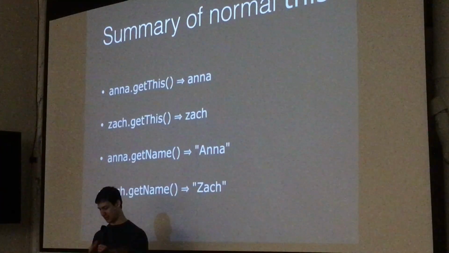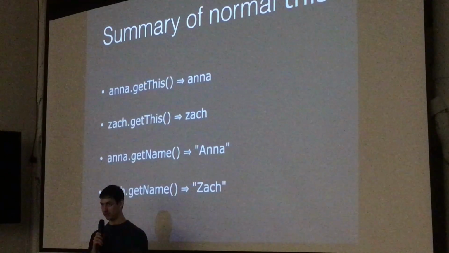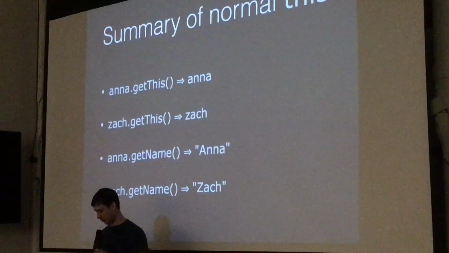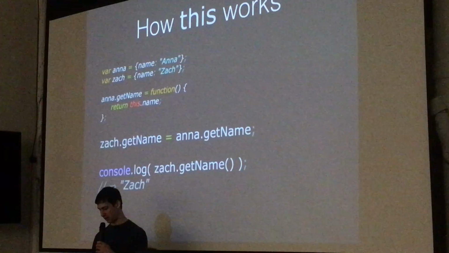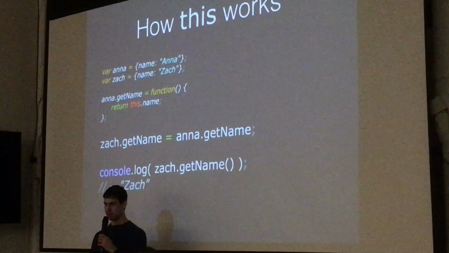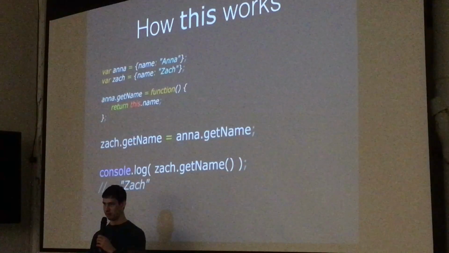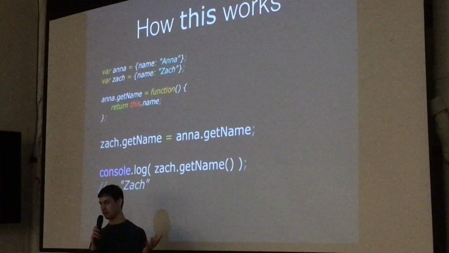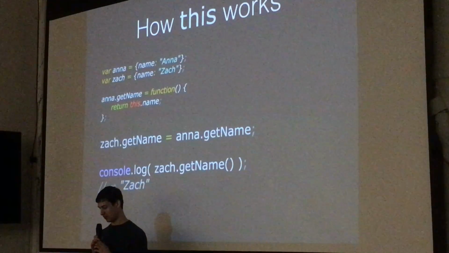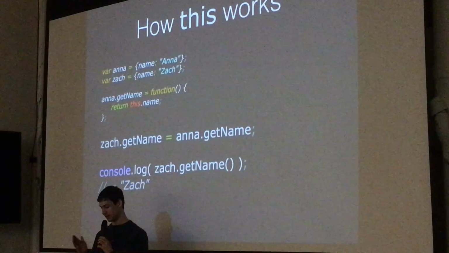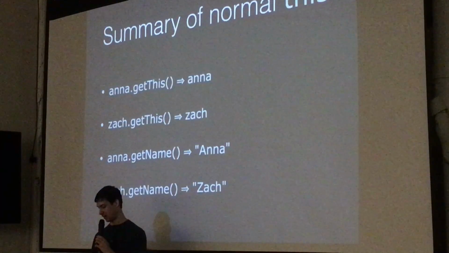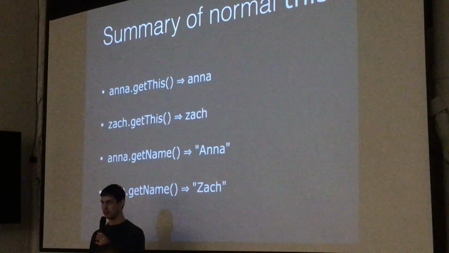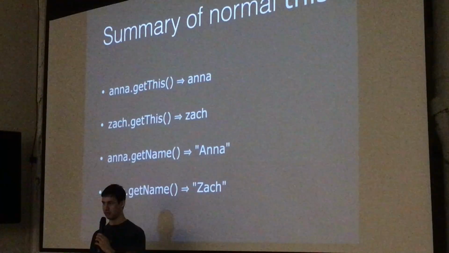So the reason that happens is this refers to the parent object at the time of calling, not at the time of definition. So back here when we define n.getName equals function, it doesn't matter when that function is defined. The function is self-contained, and the fact that you're assigning it to something else is incidental. So in Zach.getName, this equals Zach. And if you had a function getThis, you would just define it to return the parent.